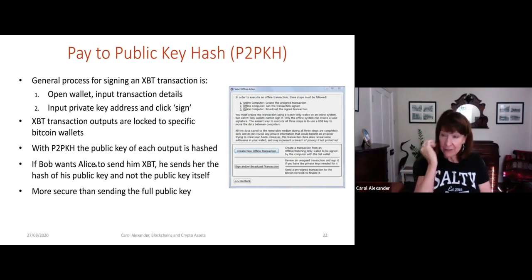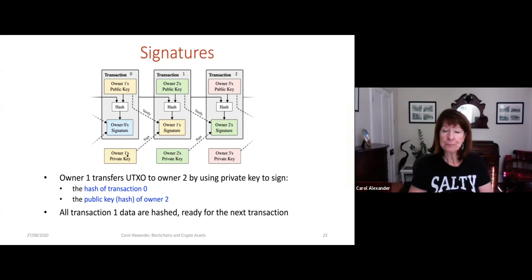You don't have to do that, as I said, because it was only a soft fork. So some full nodes will not be using pay to public key hash. They'll be using just P2PK, but most of them would be using this because it's more secure.